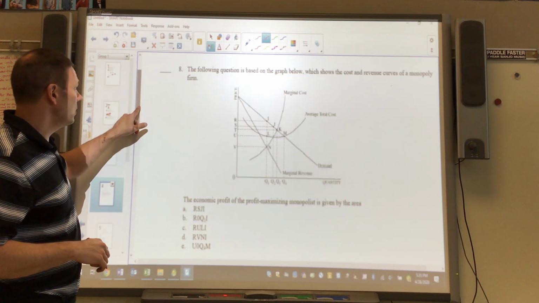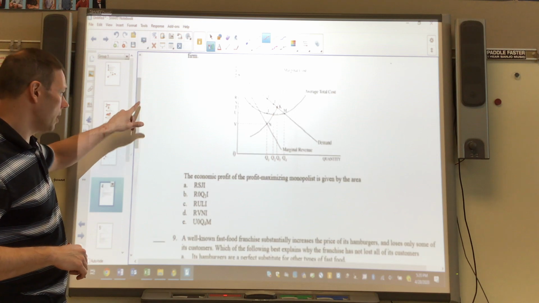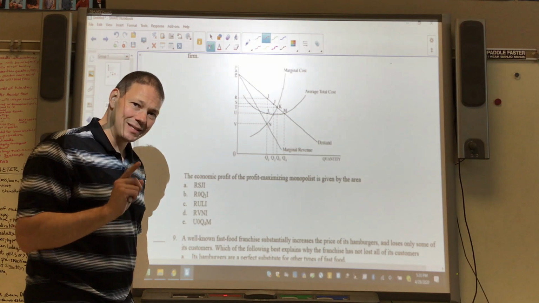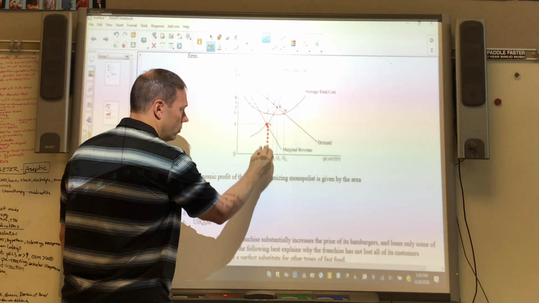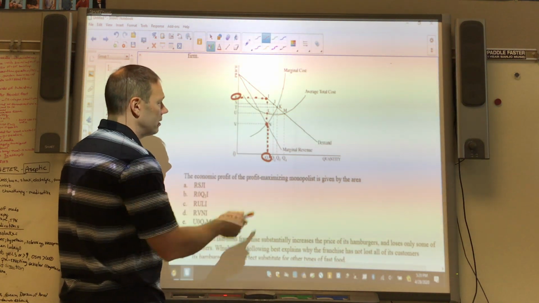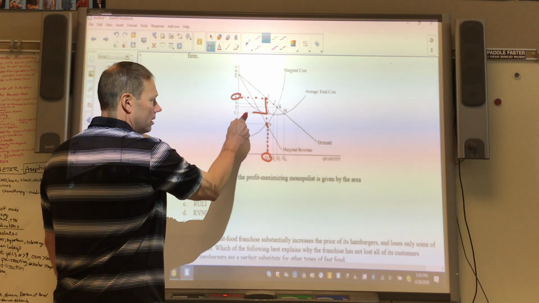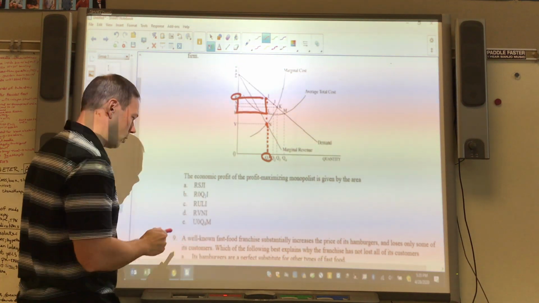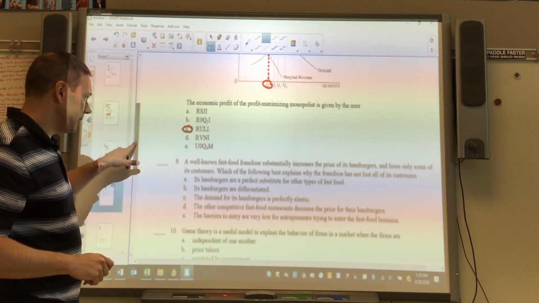All right, next page here, number 8. The following question is based on the graphs for a monopoly. Okay, so we've got a monopoly going on here. Economic profit. What's our formula for profit? Price minus ATC times quantity. So remember, they're going to produce right here at Q1, come up to demand to find price at R. So how do we calculate this? Price, which is here at I, minus ATC here at L, times quantity, and it's the area of this rectangle, R-U-L-I, or RULI, which is letter C. All right, so number 8 is C.